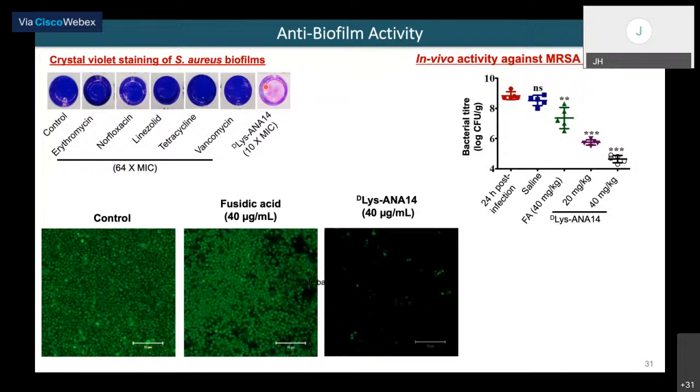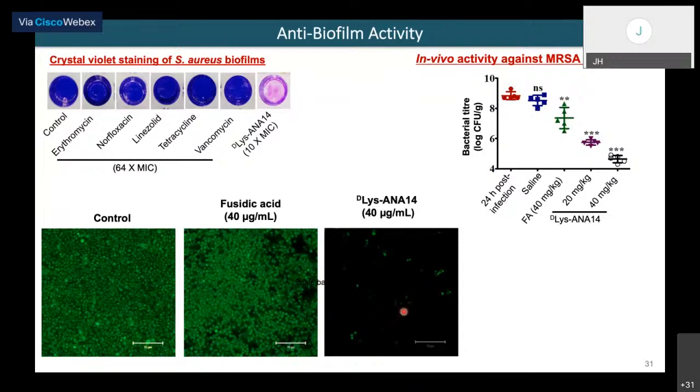And the same thing by confocal: we can see in the control a huge amount of bacterial biofilm formation happens. When you use fusidic acid at high concentration, yes, there are some changes compared to the control, and it is effective in taking care of the infection to some level. But when you use our compound, it can completely destroy the biofilm and kill the pathogens.